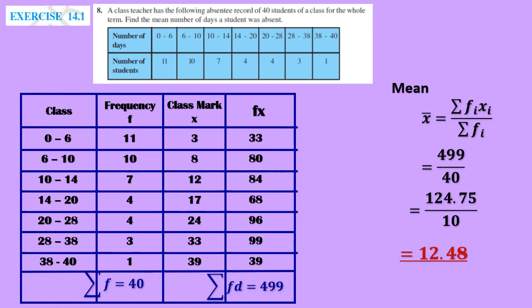So the answer is 12.475 you will get, so round it. So 12.48 you can write. Got it? Now the last question of this exercise.